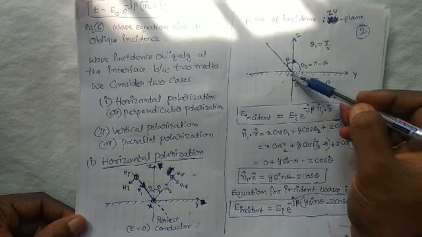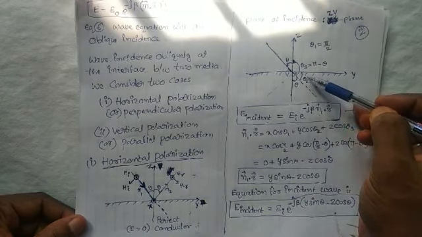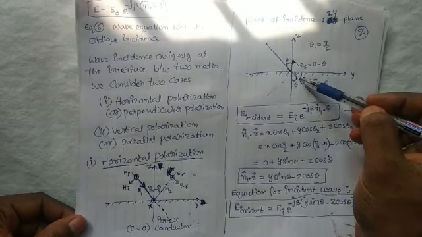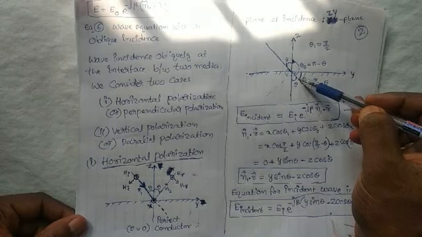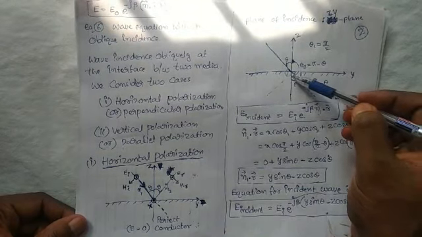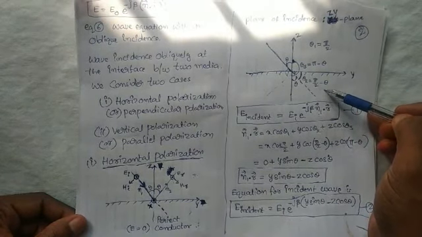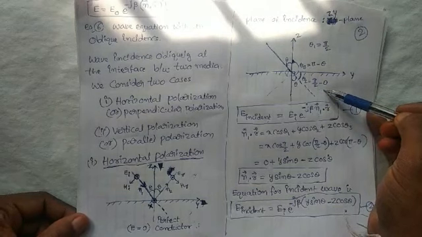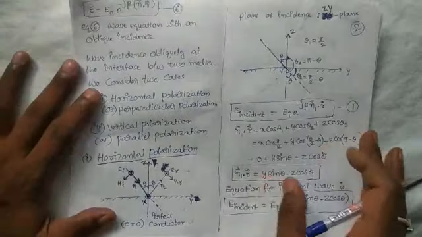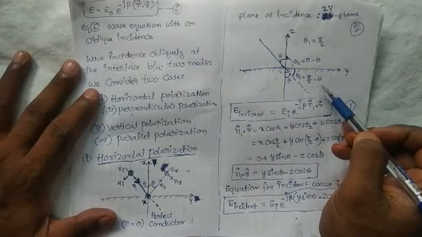How do we obtain theta 2? This angle is 90 degrees, and we subtract theta from it. Means theta 2 is equal to pi by 2 minus theta.